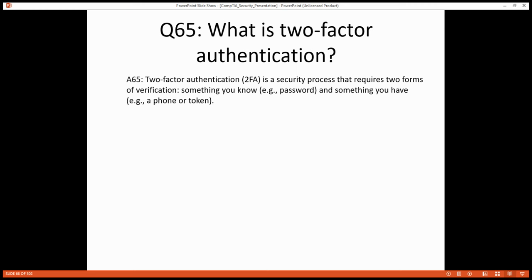Q65. What is two-factor authentication? A65. Two-factor authentication, 2FA, is a security process that requires two forms of verification: something you know, e.g., a password, and something you have, e.g., a phone or token.